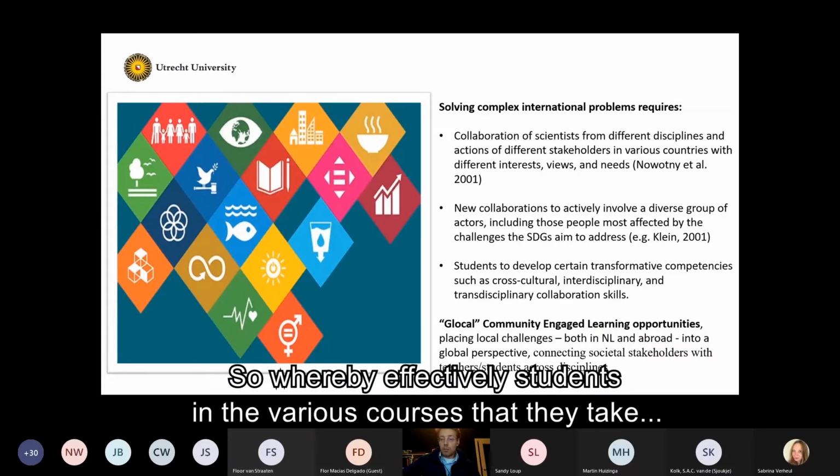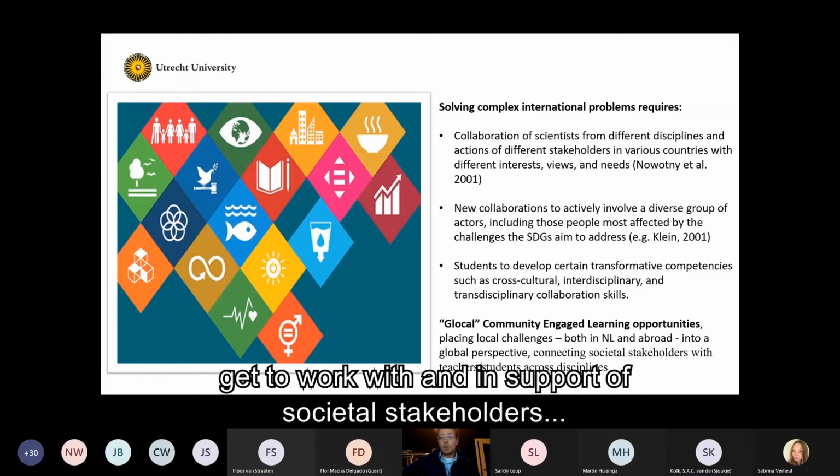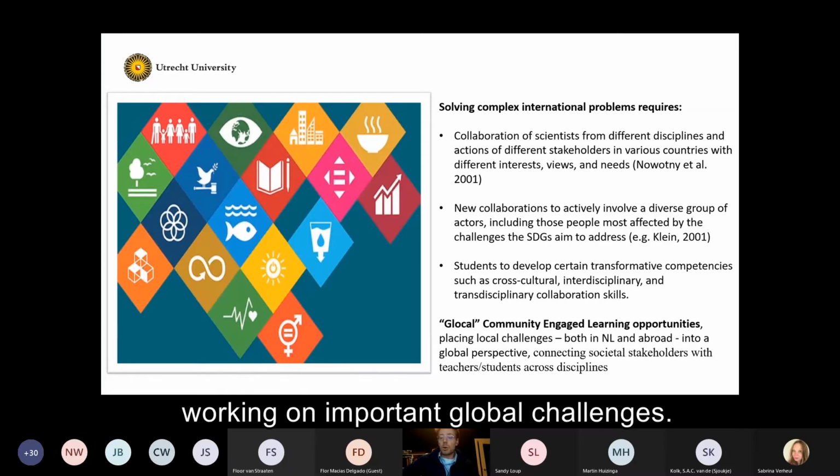So effectively, students in the various courses that they take get to work with and in support of societal stakeholders working on important global challenges.